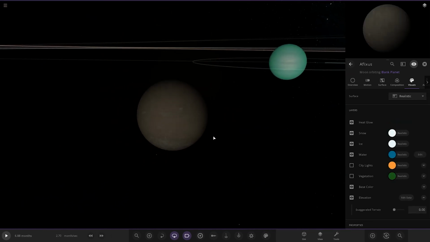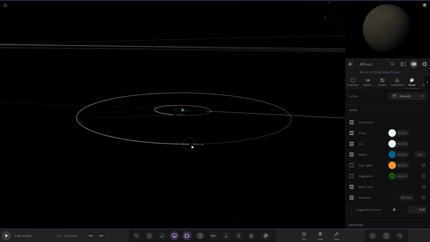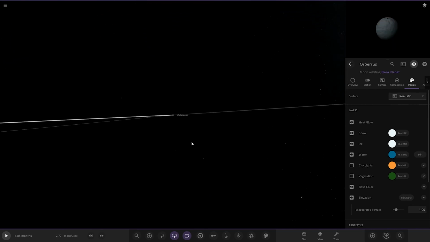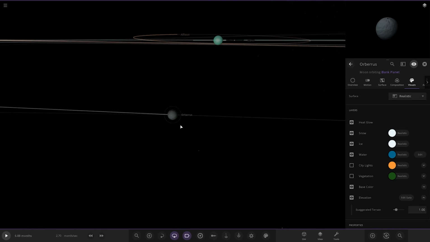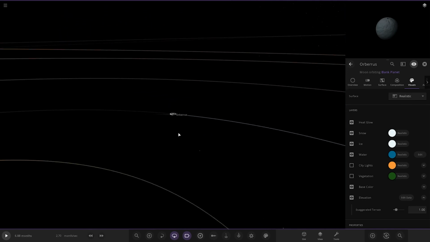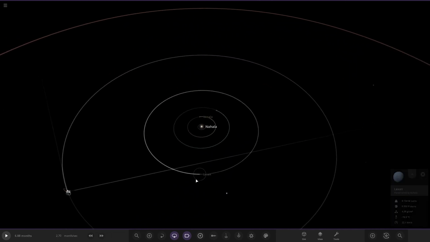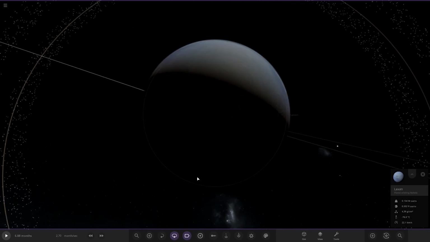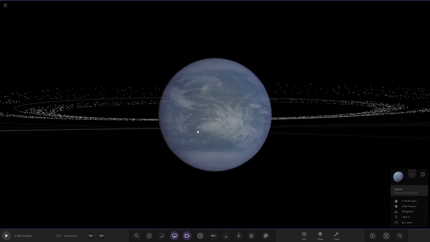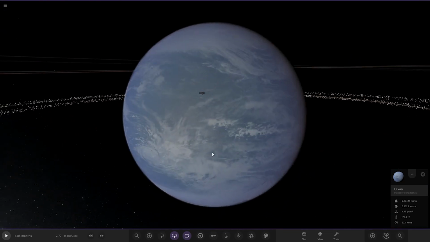Got this moon here, and you've got this one over here. It's pretty far out. All right. Then next up, we have Laxon over here. Okay, here it is. Cool.